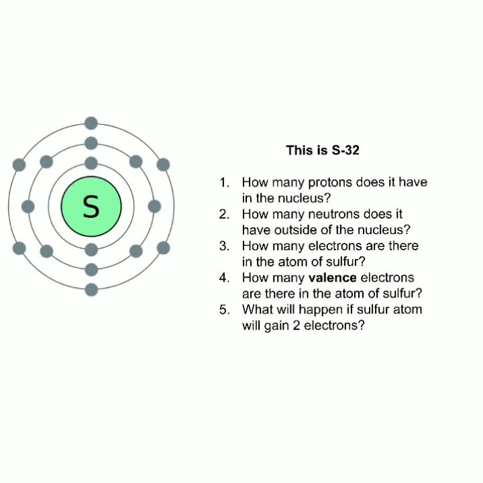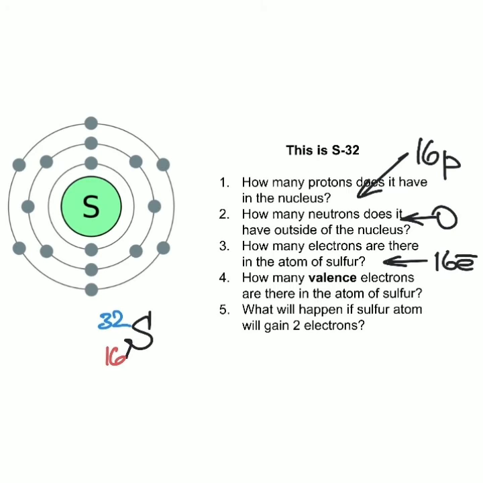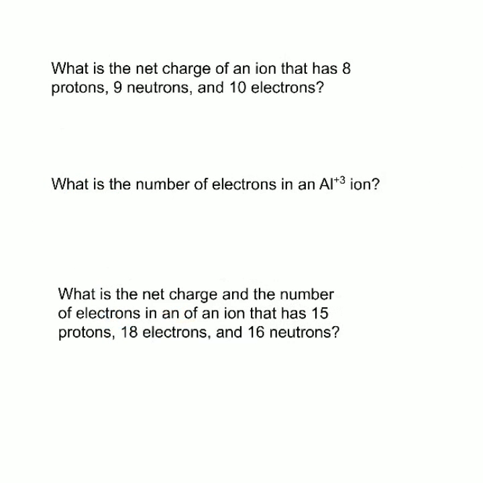Element of sulfur has 16 protons in the nucleus because it is element number 16 on the periodic table. No neutrons outside of the nucleus. Atoms have an equal number of protons and electrons, so 16 electrons for sulfur. There are 6 valence electrons. If the atom of sulfur gains 2 extra electrons, it will become an ion with the net charge of negative 2. Ion with 8 protons would be an ion of oxygen, mass number 17. Electrons outnumber protons by 2, so the net charge is negative 2.